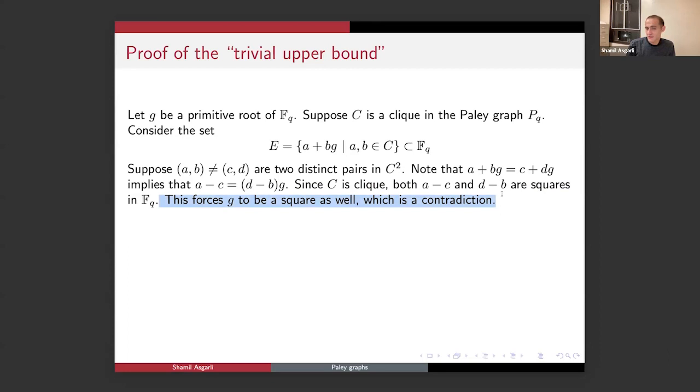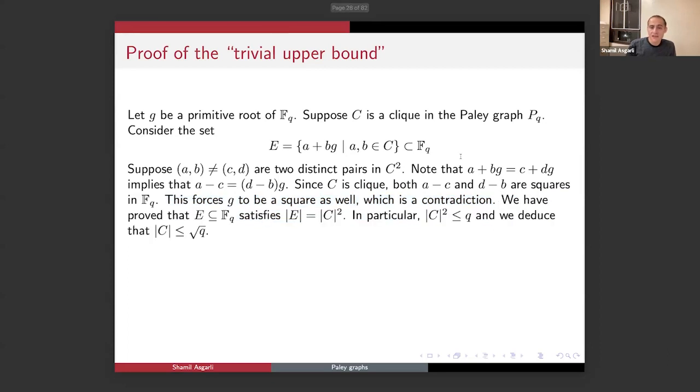And this is our contradiction. So that means that, in fact, A plus BG must be different from C plus DG, which means that the size of E is as large as possible. That means it has size C squared, because the number of pairs A comma B is exactly C squared.